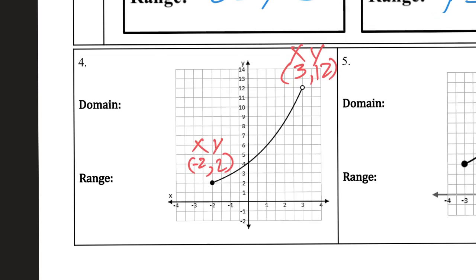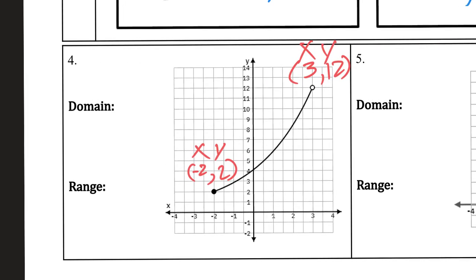So now for our domain, we're going to use our X's. The lowest X out of these 2 is -2, so I'll start with -2. It's a closed circle on -2, so that's going to be less than or equal to X. And then my highest X is +3 with the open circle, so it's just going to be less than 3.